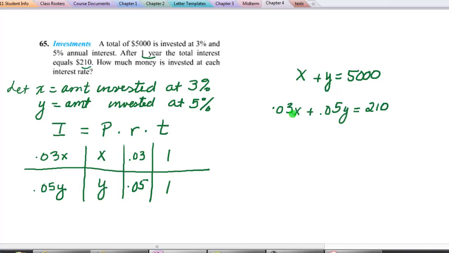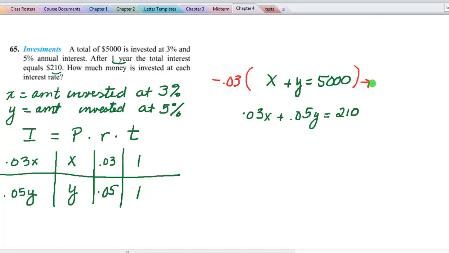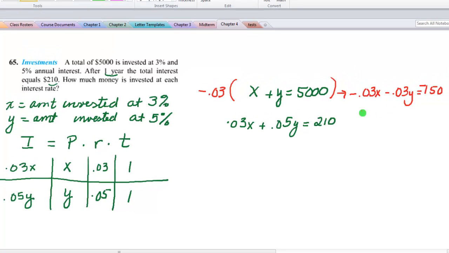And so we have our 2 equations and 2 unknowns. And this time we're going to use the elimination method just to practice that. I want to eliminate the x, so I need this top x to be a negative 0.03x. So I'm going to multiply this top row by negative 0.03, which gives me negative 0.03x minus 0.03y equals negative 150. That does look like a 750, but it's a negative 150.